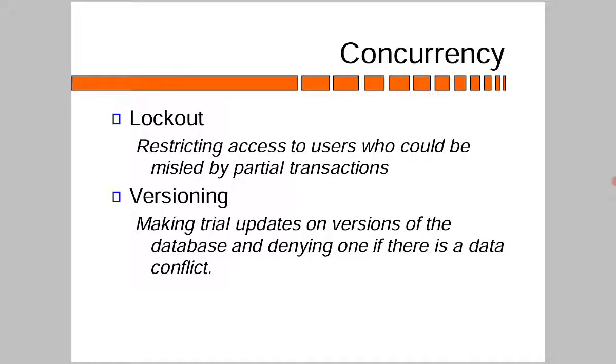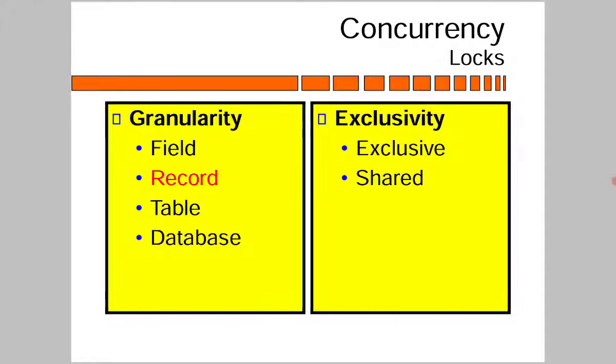So lockout and versioning, restricting access to users who could be misled by partial transactions. Generally concurrency in DBMS is handled by using two concepts. The first one is lockout and versioning. Locks or lockouts, concurrency locks.